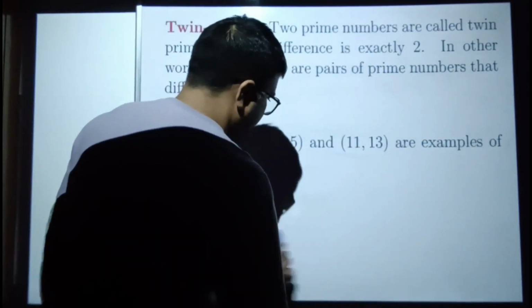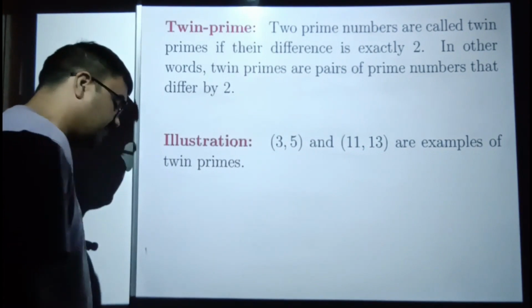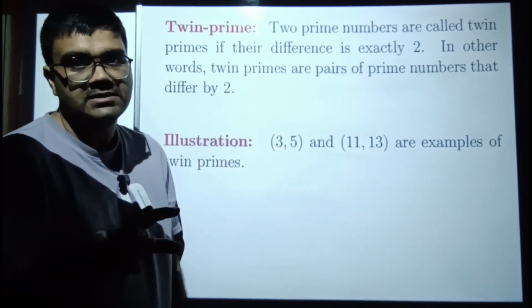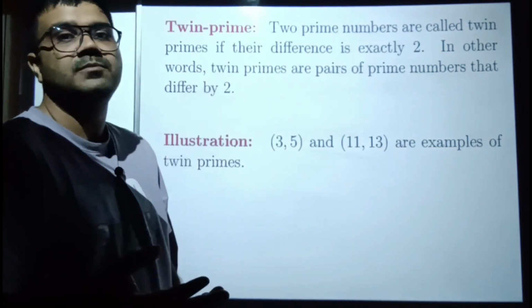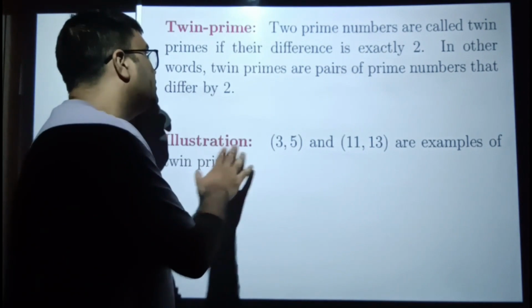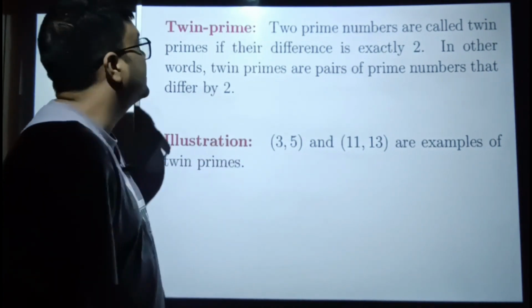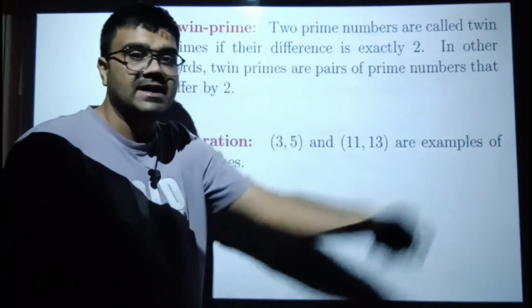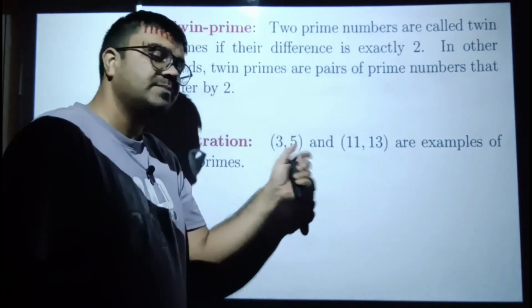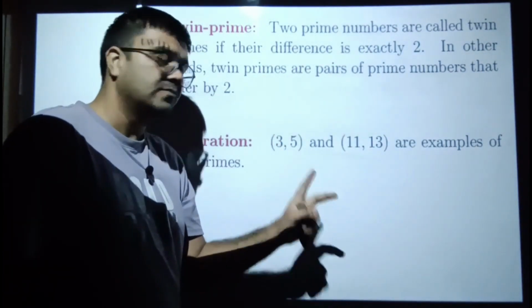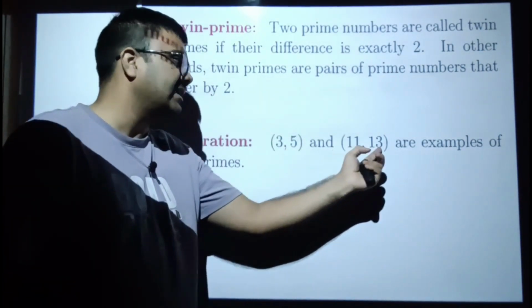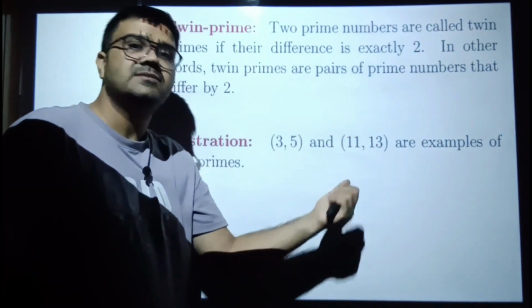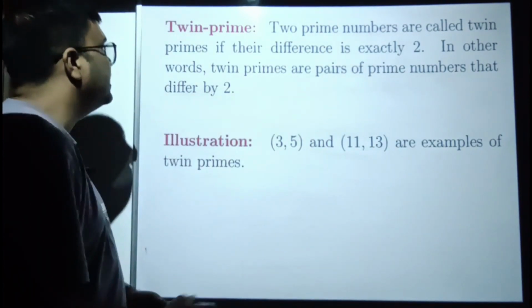Another term we have over here is twin primes. Twin primes is for two primes. Co-prime was not only for prime numbers, it is a property of any two numbers. When we are talking about twin primes, we are saying two prime numbers are called twin primes if their difference is exactly 2. 3 and 5 are both prime and their difference is 2, so this pair is twin prime. 11 and 13 are both prime, their difference is 2, so this pair is called twin prime numbers.